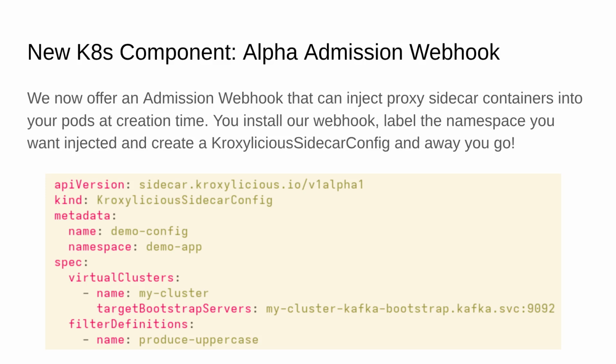All right, on with the new features. First of all, we have a new Kubernetes component, the Alpha Admission Webhook. We now offer an admission webhook that can inject proxy sidecar containers into your pods at creation time. You install our webhook, label the namespace you want injection enabled on, and create a Kroxylicious sidecar config custom resource, and away you go. A caveat to be aware of here is that we inject at pod creation time, so if your sidecar config changes, you're going to have to delete and recreate.